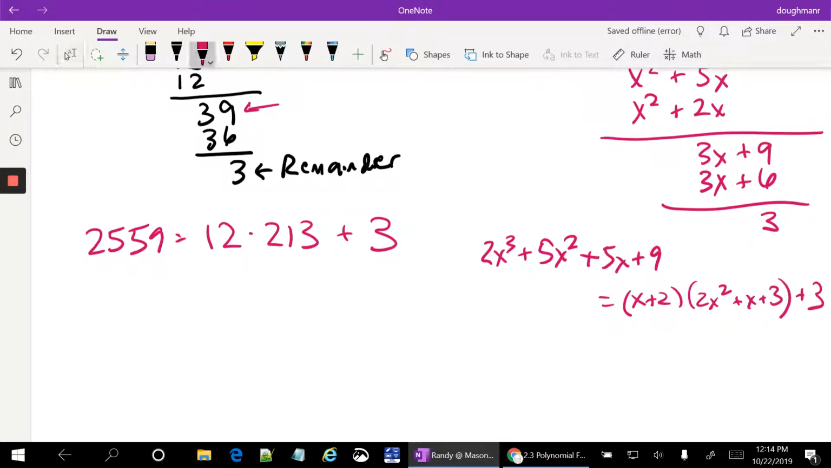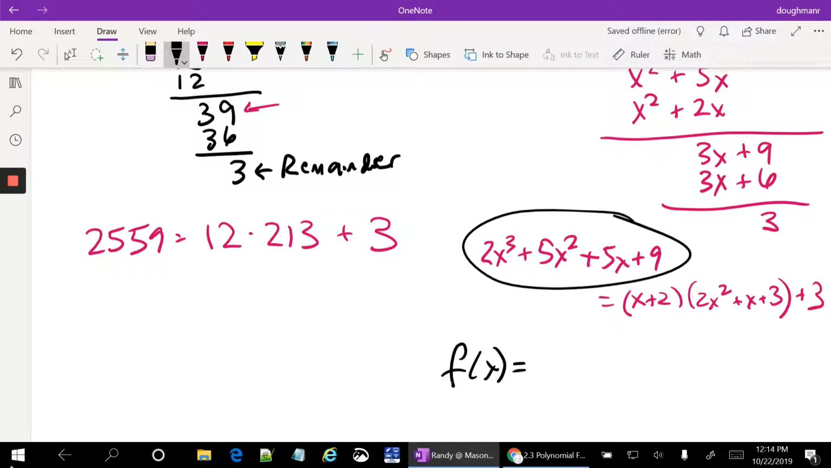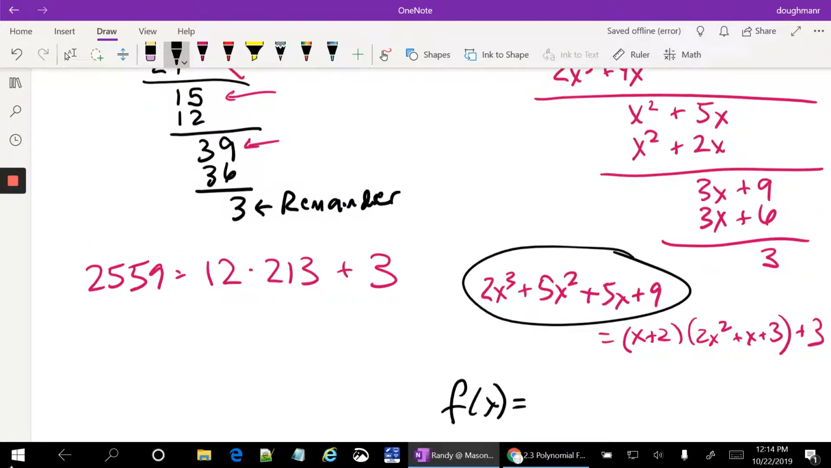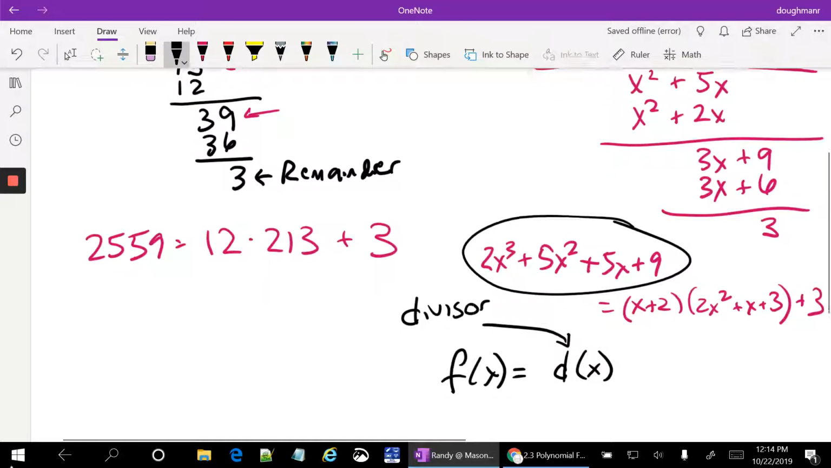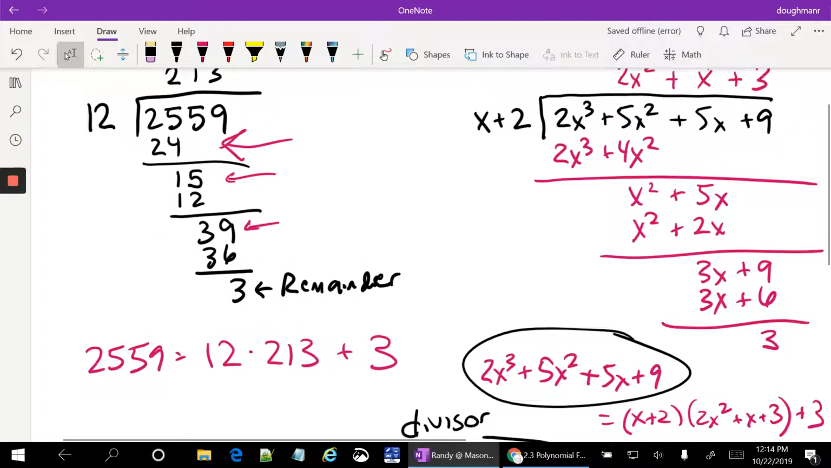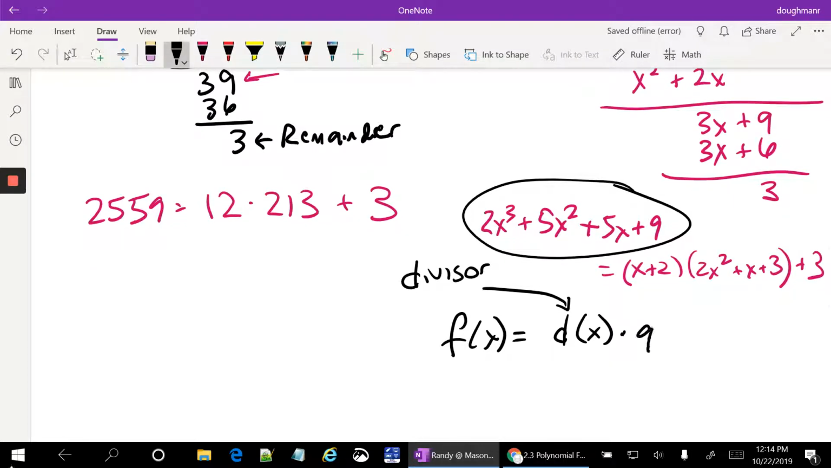So just working some symbols here. The original portion, that was my function, so f of x, equals, we divided x plus 2 into it, so the divisor, d of x, that's the divisor. And we got an answer. If you remember, we always called that the quotient, q of x. So that's the quotient. Plus, what we had in the end was the remainder.